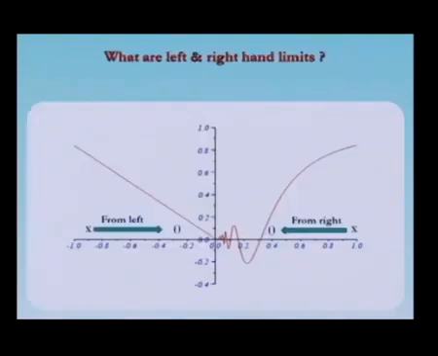Now consider this graph. Can you observe what the left hand and right hand limits are? If you look at the graph, we can see that when x is reaching 0 from the left side, f(x) is reaching 0, and when x is reaching 0 from the right side, in this case also f(x) is reaching 0. So f is reaching the unique number 0 when x is reaching 0 from both the sides. So f has the limit 0 as x tends to 0.